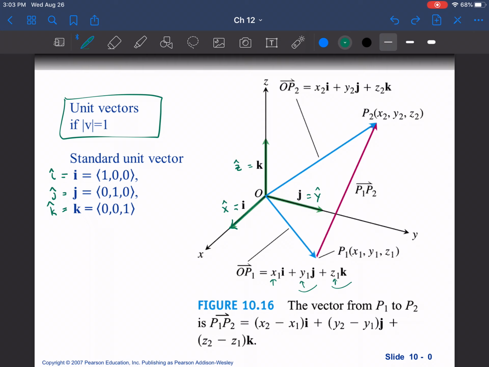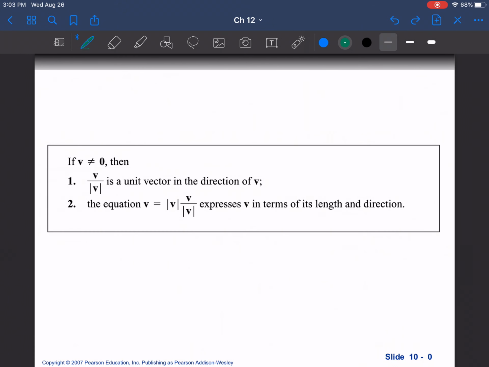So basically, I, J, K, those are our unit vectors in those directions. They are not the only unit vectors. Those just happen to be unit vectors that point along the X, Y, and Z axes. And so we can use them to write it out in component form.